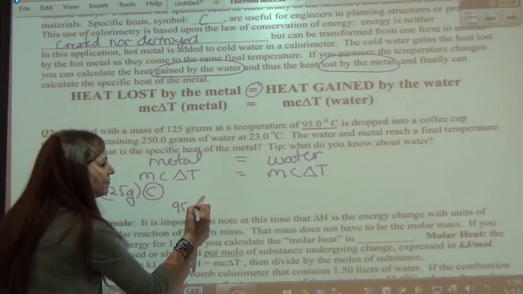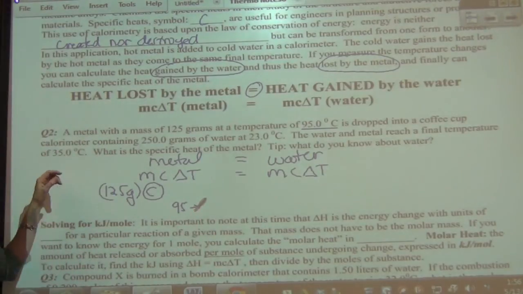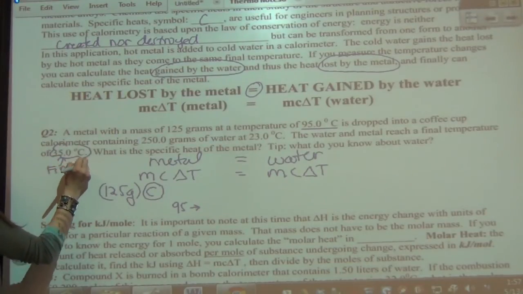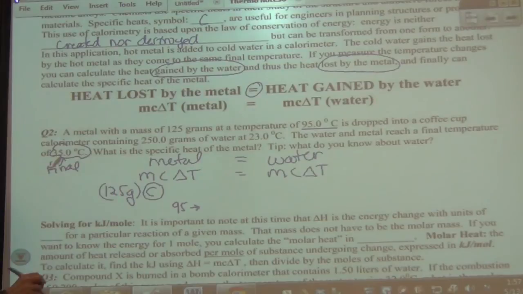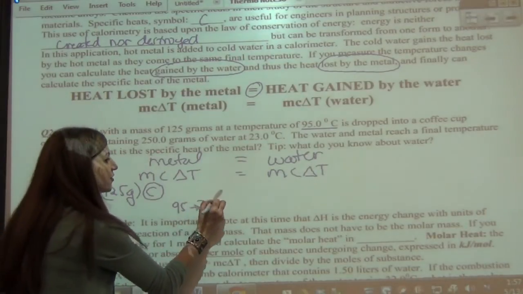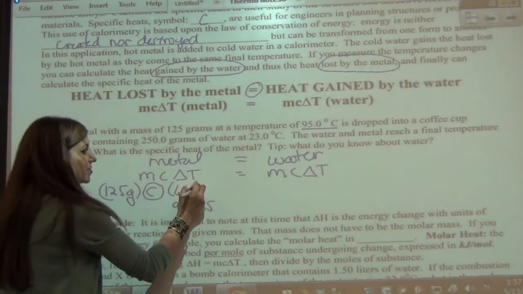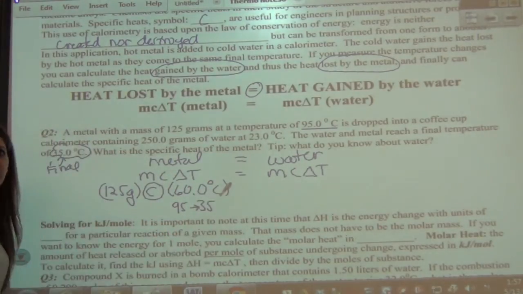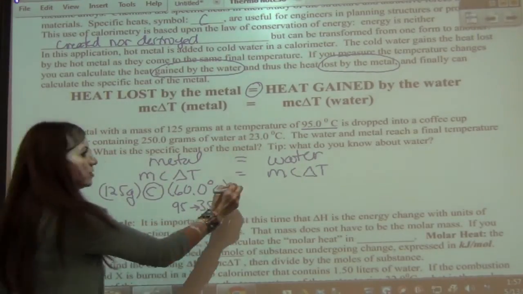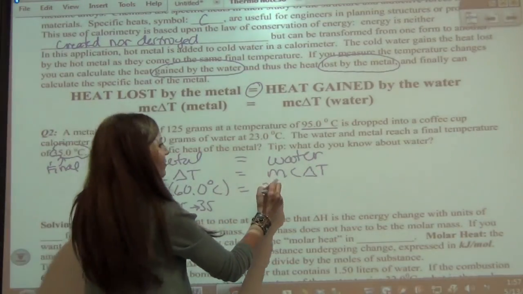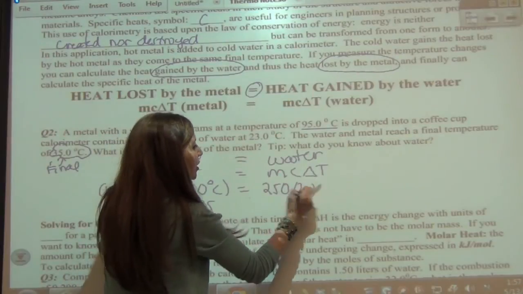So it's 95. And where did it go? What is the final temperature of the metal? 35. Awesome. This is the final of both of them. Okay, so keeping that in mind, it goes from 95 to 35, which means what's our delta T? Change in 60. Awesome. 60.0 degrees Celsius is our change. Absolute value equals, do we know the mass of the water? 250 grams. Good. That's the mass of the water.